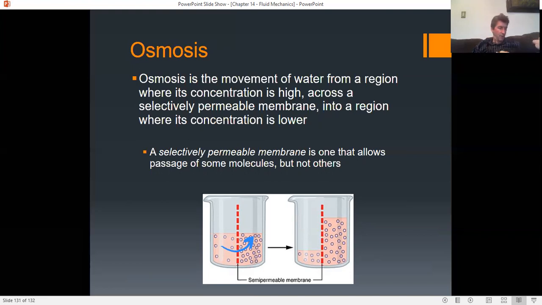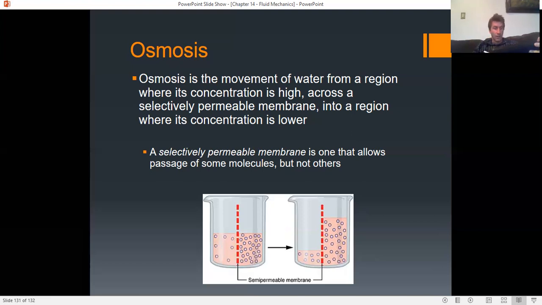This is opposed by another force, which of course is gravity. Gravity wants to send the fluid in the opposite direction. So you'll reach this equilibrium between the height of the solvent and the concentration. The concentration won't completely balance out, and the height won't balance either. So osmosis is the movement of water from a region where the concentration is high across a selectively permeable membrane into a region where the concentration is lower. In this case, it might be salt concentration, electrolyte concentration.